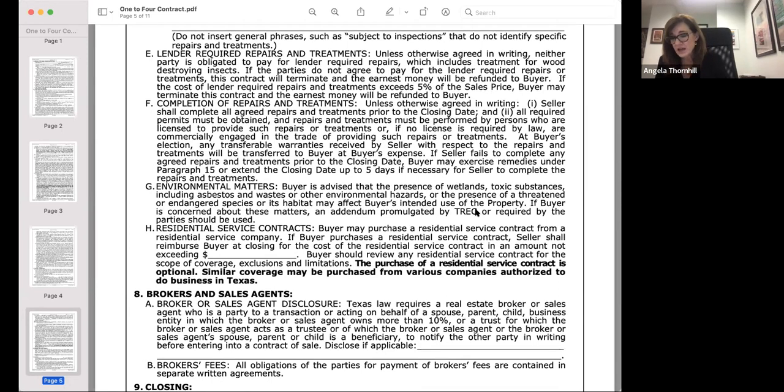So H is residential service contracts, which is also sometimes referred to as residential home warranty. This is if the buyer wants to ask the seller to purchase one of these contracts for them. It gives them an extra level of protection for a year, and then it could be renewable at the buyer's expense after that.